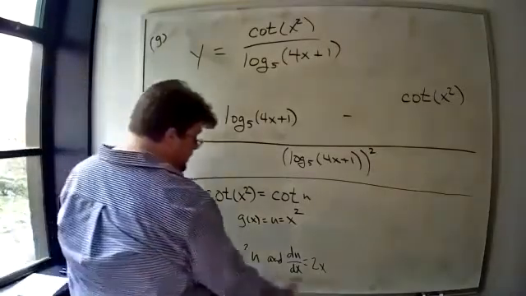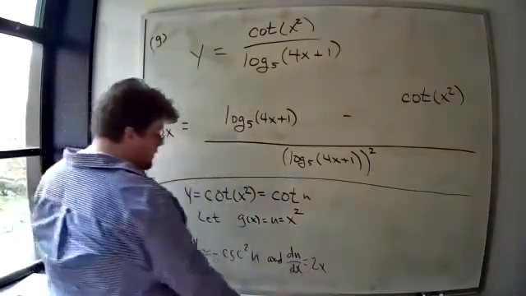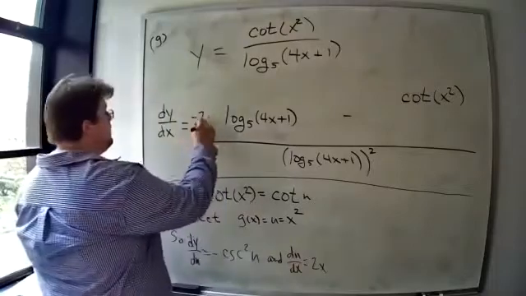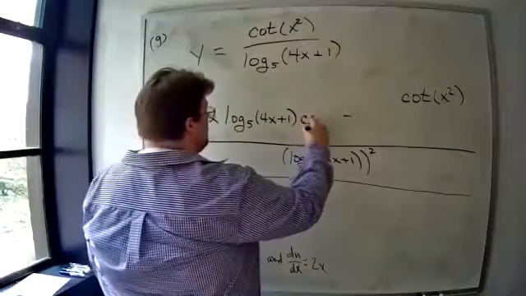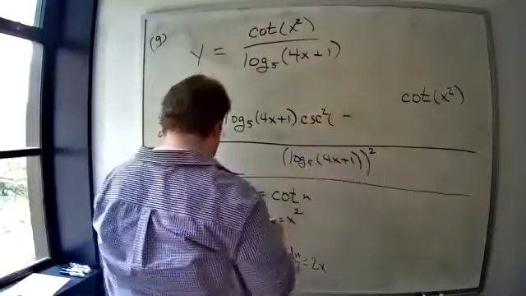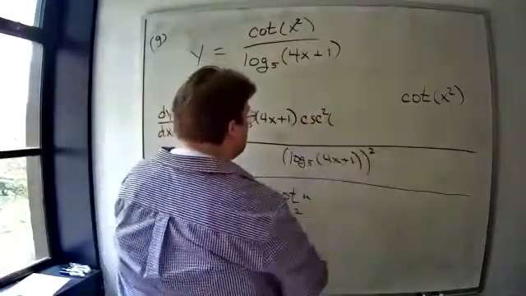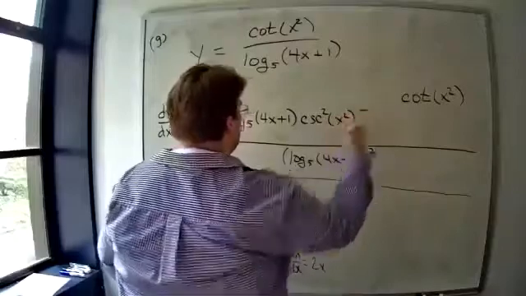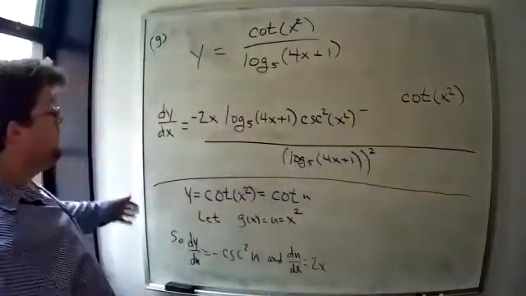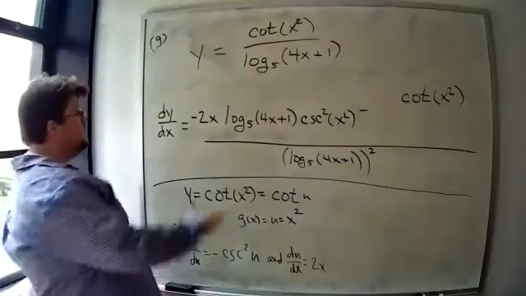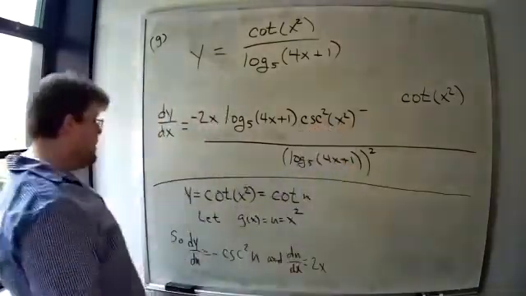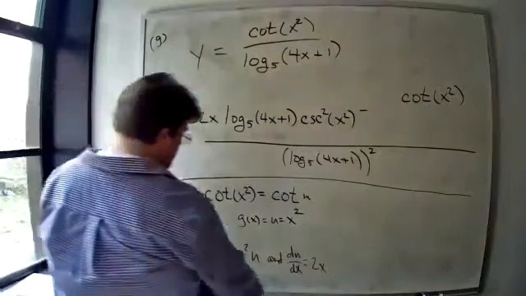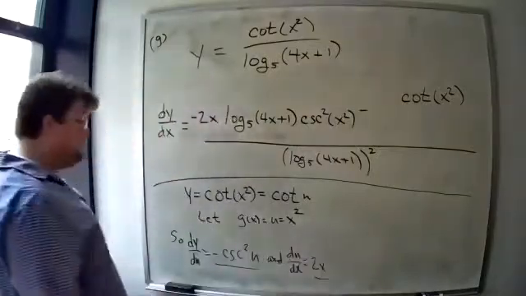So we need this times this. I'm going to put the negative in the 2x first, and then cosecant squared of x squared. So the derivative of cotangent x squared is negative 2x cosecant squared of x squared from multiplying those two.